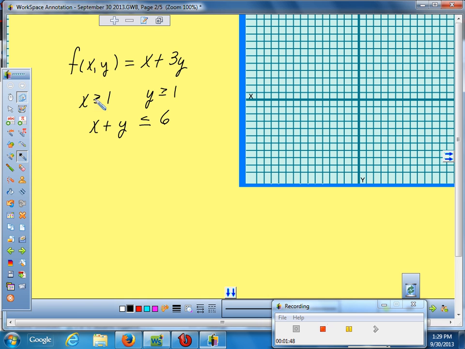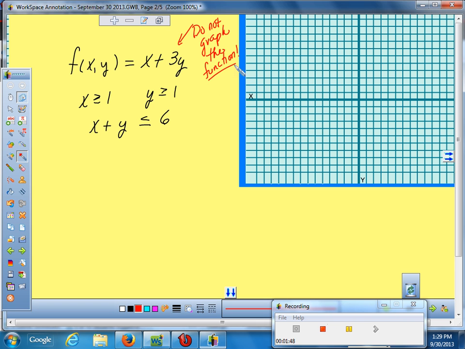What you have to do is graph the inequalities. Don't graph the function. Never ever graph the function. First of all, it's written f of x comma y. That should be a big hint that you're not supposed to graph it. You only graph the inequalities.